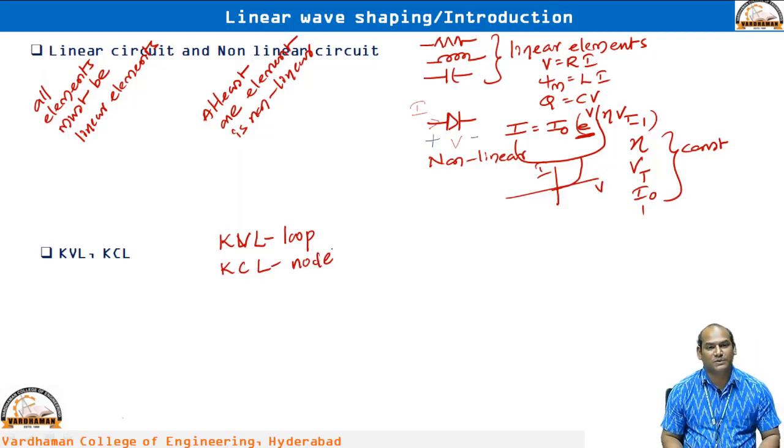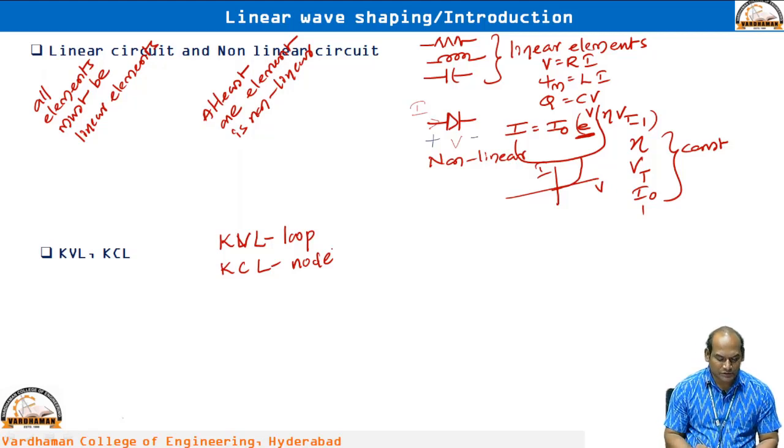So, in a loop at any time, the algebraic sum of all voltage drops is equal to 0. Algebraic sum is nothing but you have to consider positive and negative also. Similarly, KCL is nothing but at any node at any time, the algebraic sum of all the leaving currents is equal to 0. I did not say entering is equal to leaving, that entering itself is minus of leaving. That is why we are telling the definition like algebraic sum of.